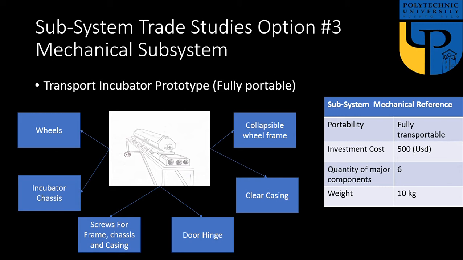Same as with the other one, the references are the portability and the investment cost. This one should be fully transportable. The investment cost is $500 US, which is a bit lower than the other ones. The quantity of major components is 6, and the weight is expected to be 10 kilograms.